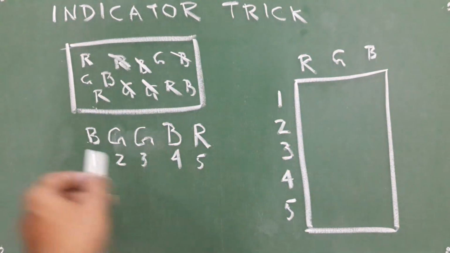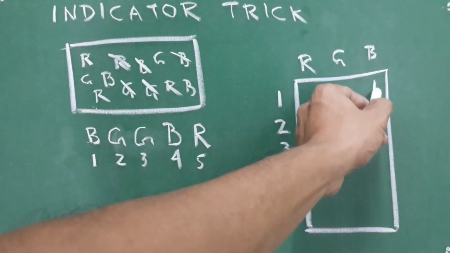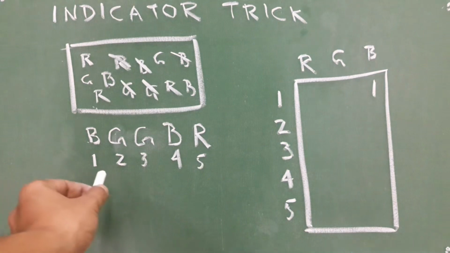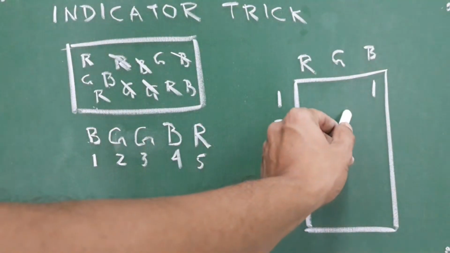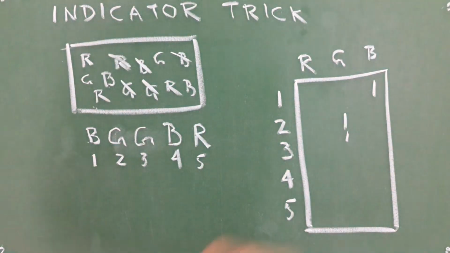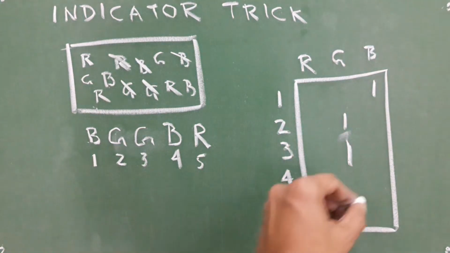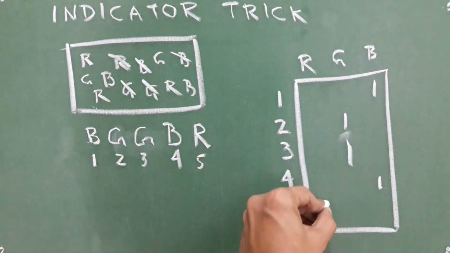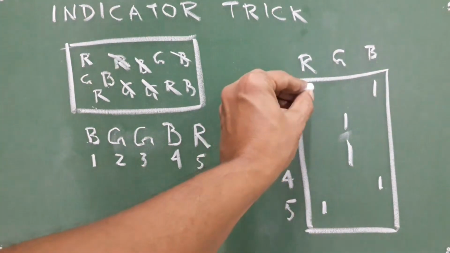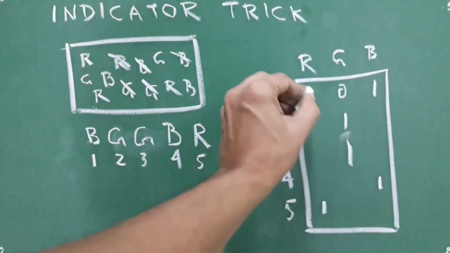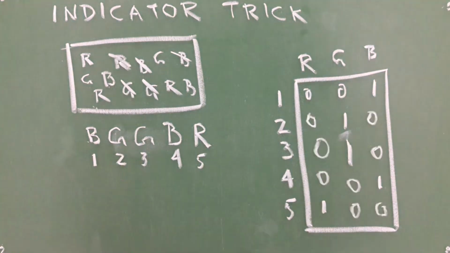The first one is blue, so I will write a 1 here. The second one is green, so I write a 1 here. Then I have another green, so I have another 1 here. Here I have a blue and finally I have a red. And imagine that all the others are filled with zeros.